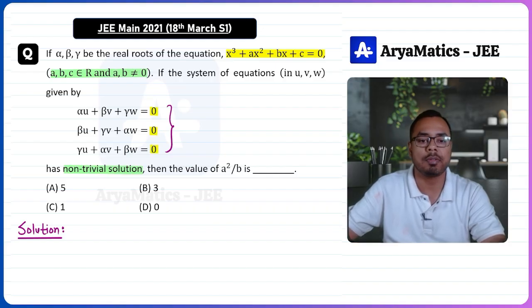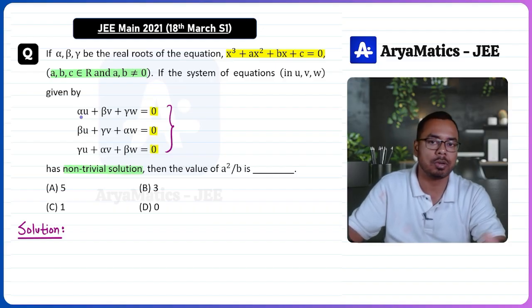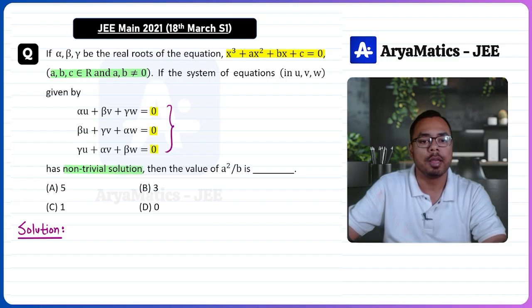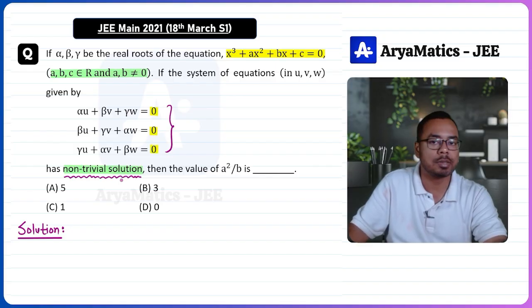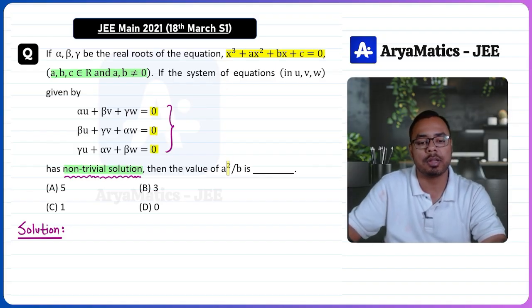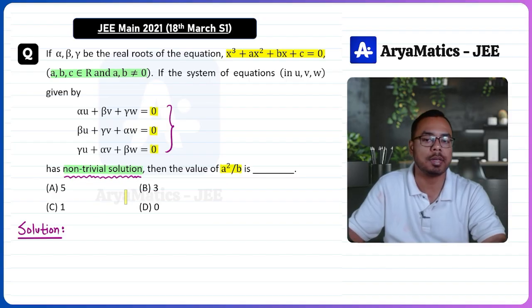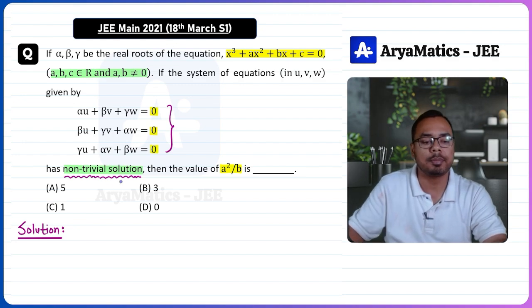For a homogeneous system of linear equations, one of the solutions is all the three variables being 0, and non-trivial solution means at least one of those three is non-zero, right? So if this system of linear equations has a non-trivial solution, then we have to find the value of a square by b. Now this is one very interesting problem from JEE Main 2021.